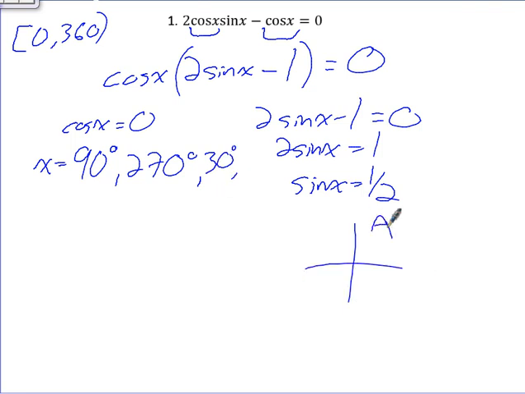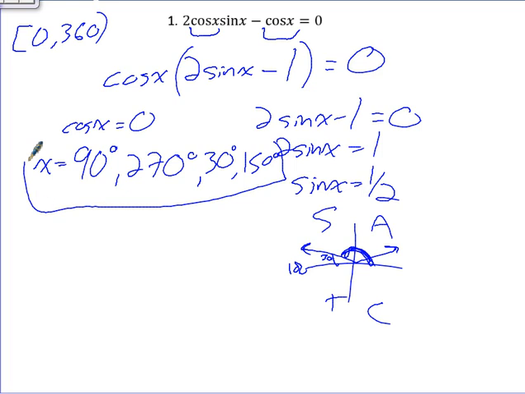So let's think, all students take calculus. ASTC. So sine is positive in the first and second quadrant. So I know 30 degrees in the first quadrant, but I also need to know 30 degrees in the second quadrant. So if this is 30 degrees, this is 180. This angle here must be 150. So you see I end up with 4 answers: 90, 270, 30, and 150. And this is going to be common for these types of problems to have 3 or 4 different solutions.